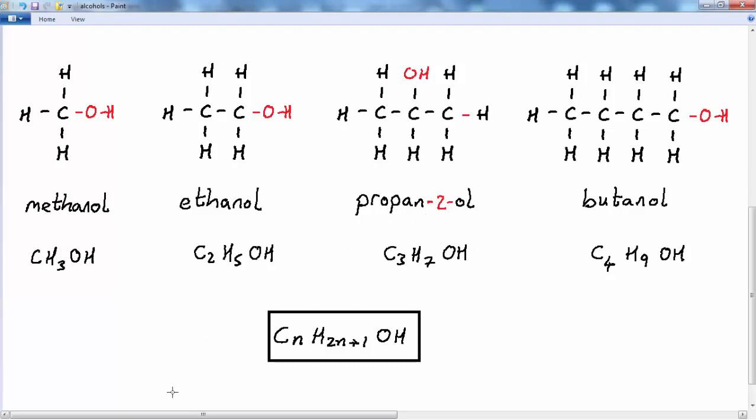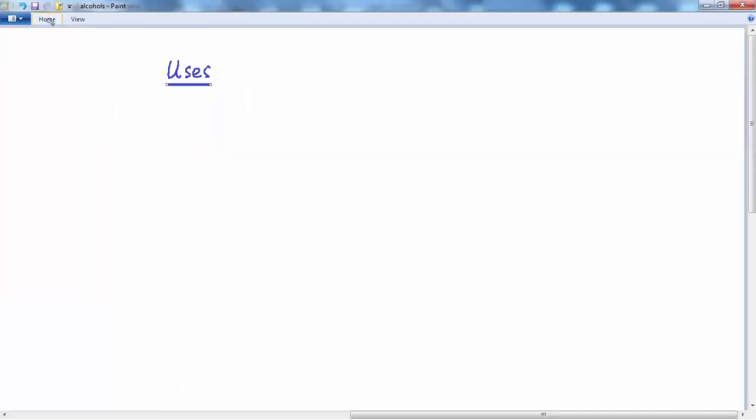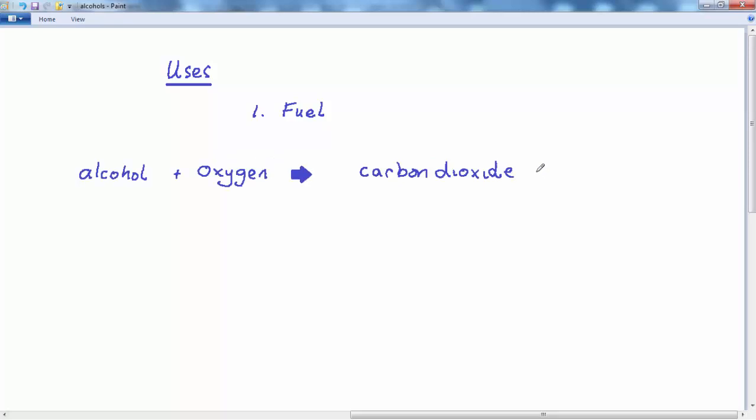Now let's just quickly consider the uses of the alcohols. Well, one of the primary uses is as a fuel. So just like the alkanes, alcohols can be burnt in oxygen to release energy, highly exothermic reactions. So we can write a general formula, okay, alcohol, that's any alcohol plus oxygen, will give us, as with the alkanes and as with the alkenes and as with just about any hydrocarbon, two products which are carbon dioxide and water.